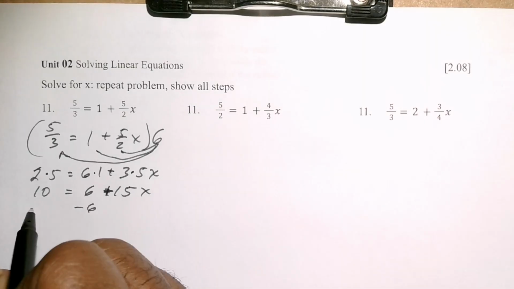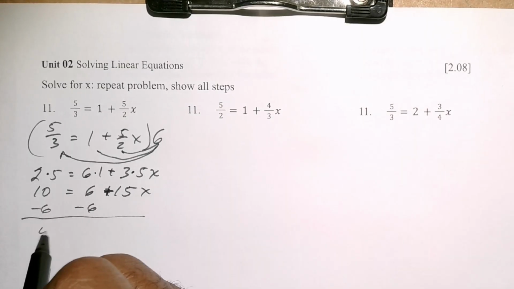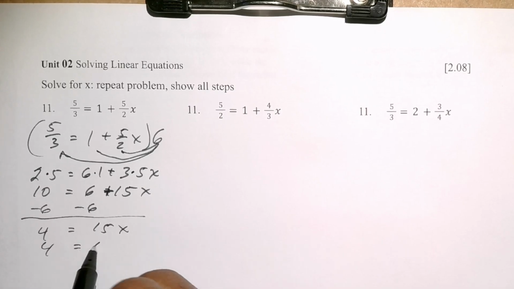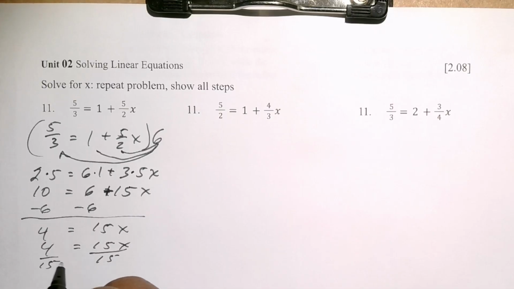We'll subtract 6 from both sides. This will give us 4 equals 15x. We'll take the 4 equals 15x and divide both sides by 15. Once I divide both sides by 15, I'll get x equals 4/15, which does not simplify.